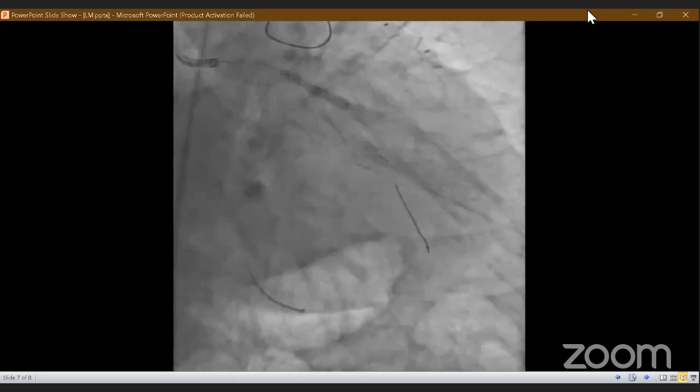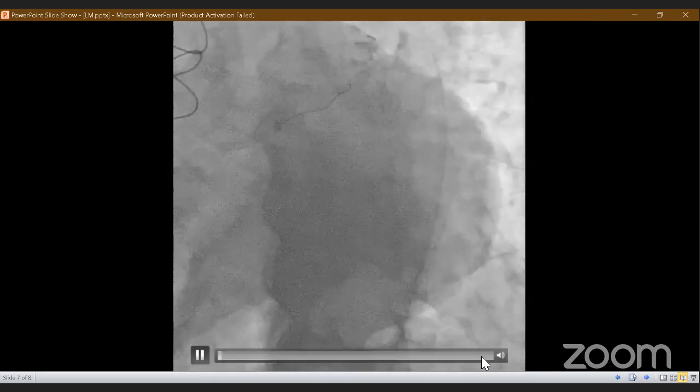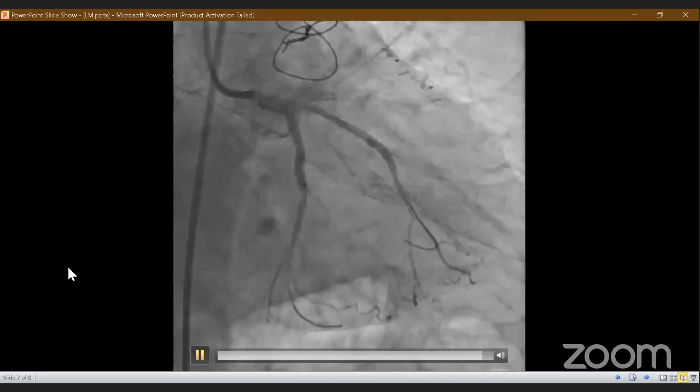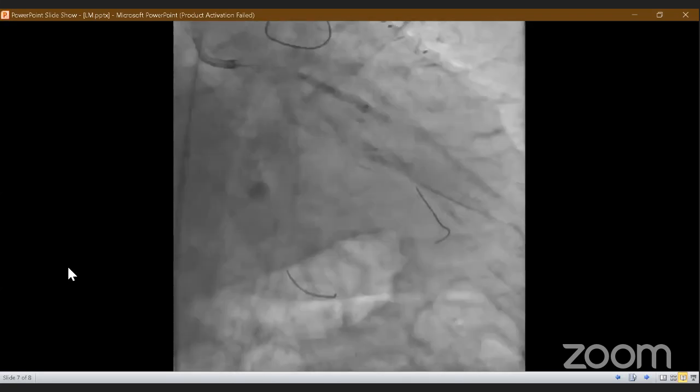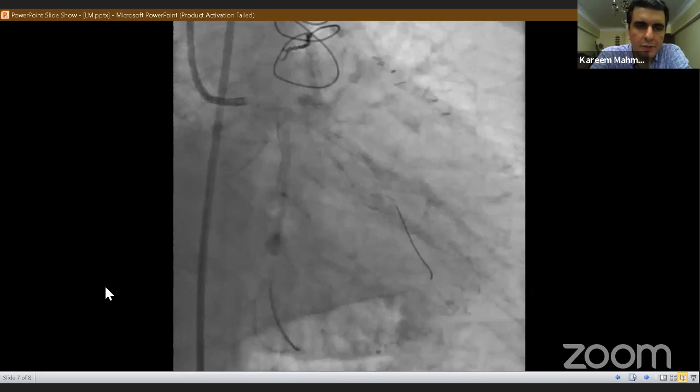This is for the strategy for trifurcation. The question in this case, we talked about the DK crush. Why we opted for the traditional mini crush in this case? Why not? Ahmed decided to do a mini crush from first.